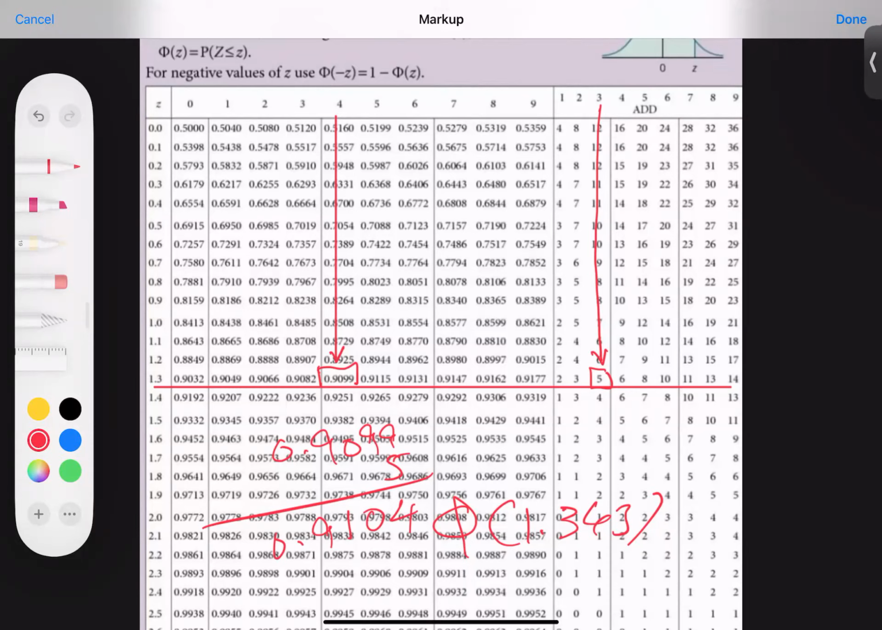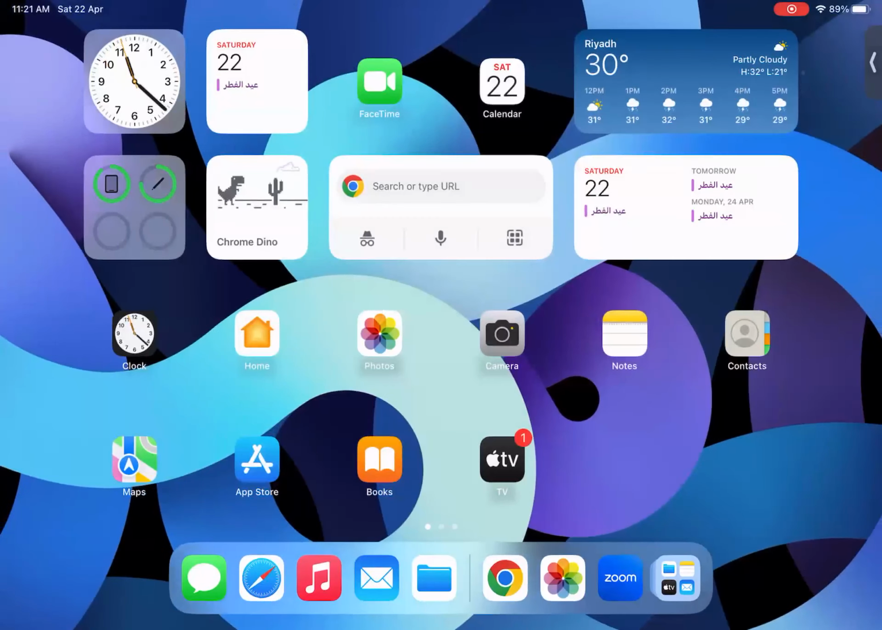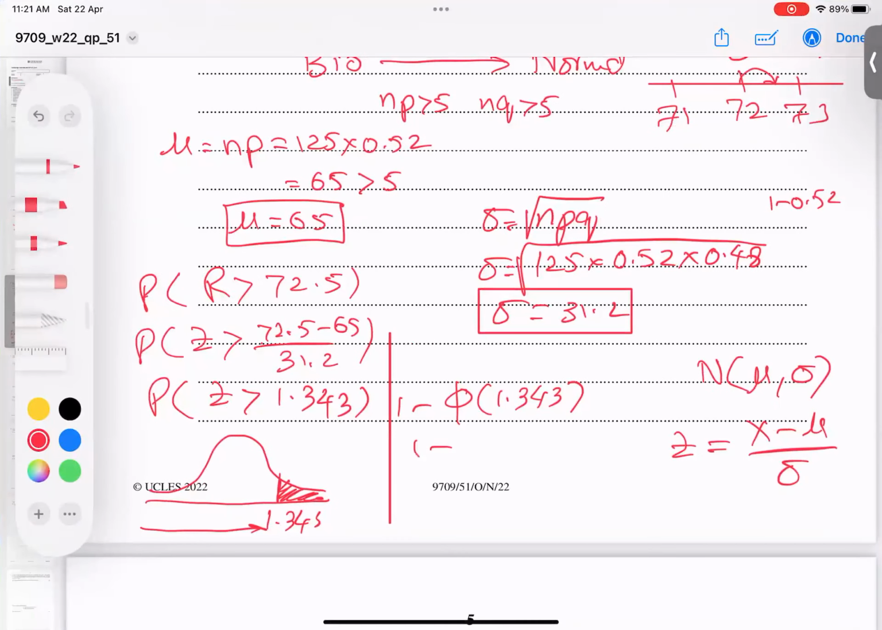So 0.9104, go back to the paper. So 1 minus 0.9104, and finally if you subtract, the answer comes to 0.0896. So I hope the idea is clear.